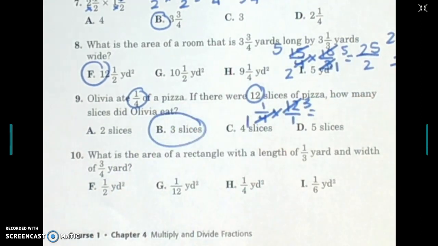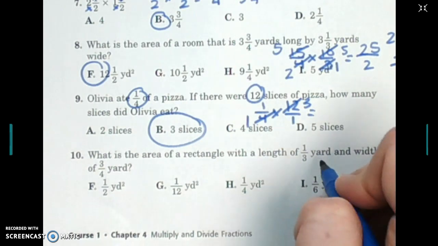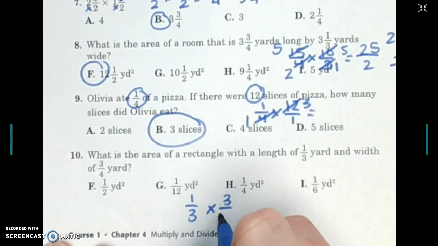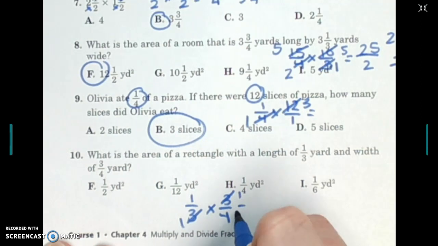She ate 3 slices. What is the area of a rectangle with a length of 1/3 yard and a width of 3/4? So we're going to multiply those two. So we have 1/3 times 3/4. Our 1's cancel to be 1. And we get a 4th, which is letter H.